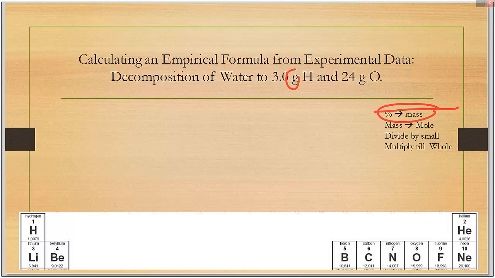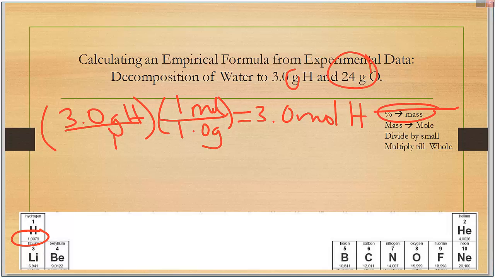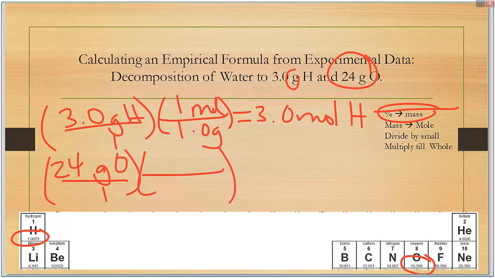So 3.0 grams of hydrogen over 1. The molar mass is 1, so 1.0 grams in 1 mole. That's going to equal 3.0 moles of hydrogen. 24 grams of oxygen. Once again, they already have it from percent to mass for us. We just go from mass to mole. Put that over 1. Oxygen is 16. So 24 divided by 16 is 1.5.